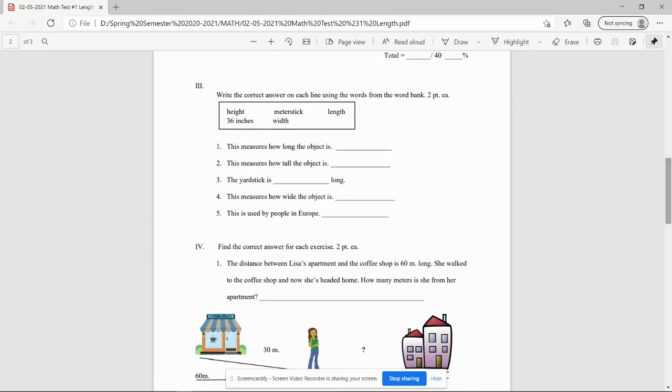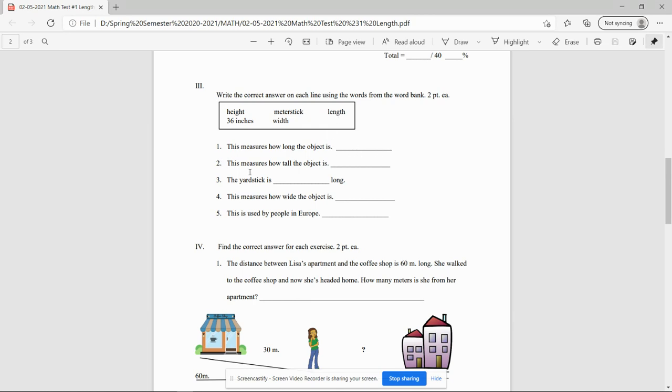Then for part three, it says write the correct answer on each line using the words from the word bank. So you have the words in the word bank, you have the sentences, and you have the lines. So let's see. Number one, this measures how long the object is. How long? So is that going to be height, 36 inches, meter stick, width, or length? And then you're going to write the word here in the blank space.